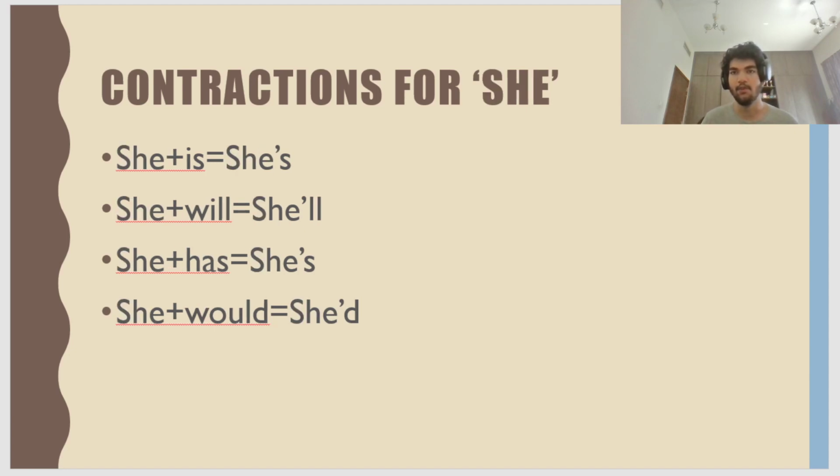Now let's move on to she. She again has four contractions. She is gives she's, she will gives she'll, she has gives she's, and she would gives she'd.